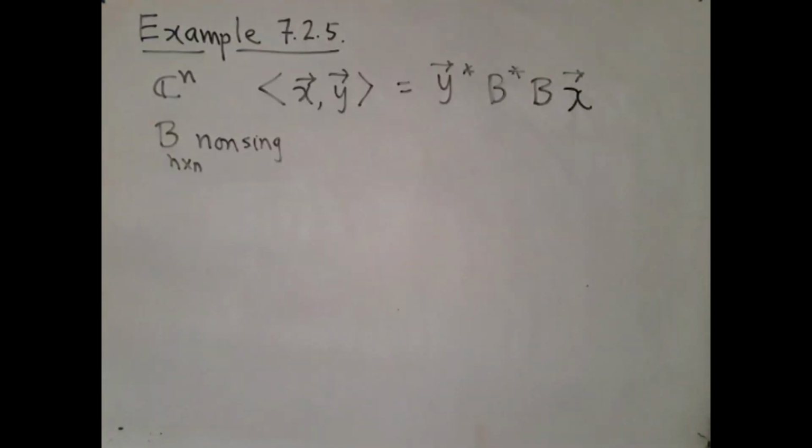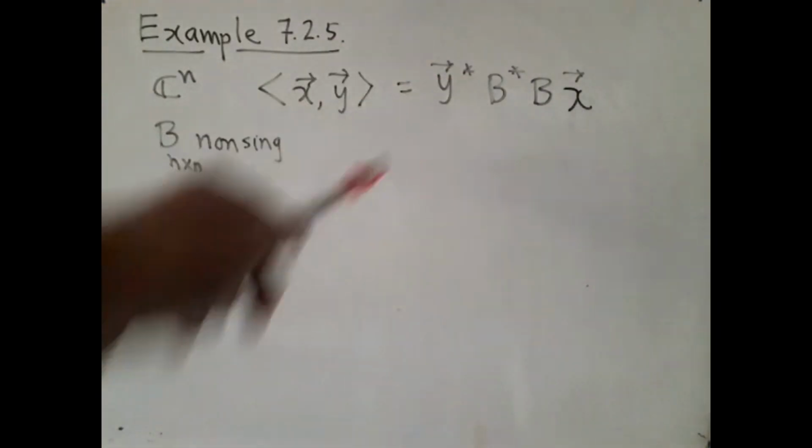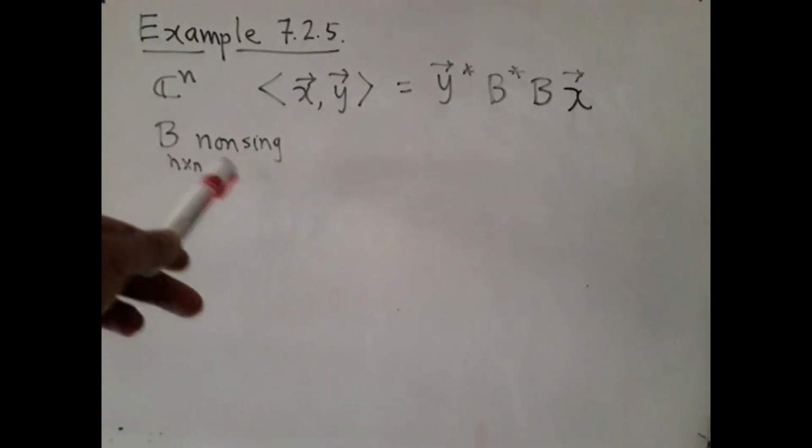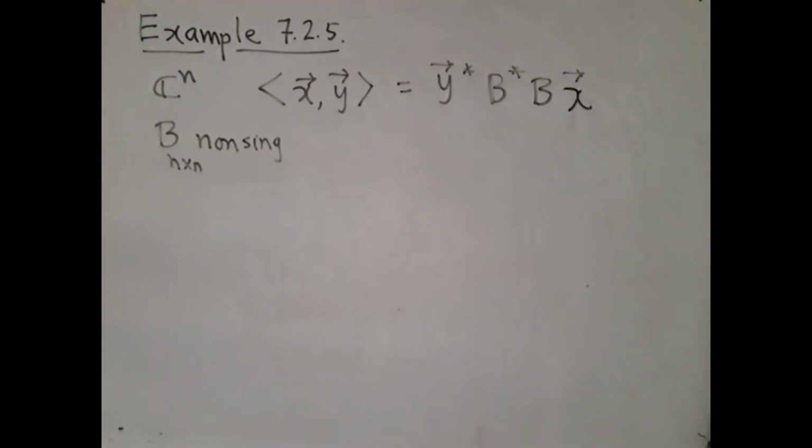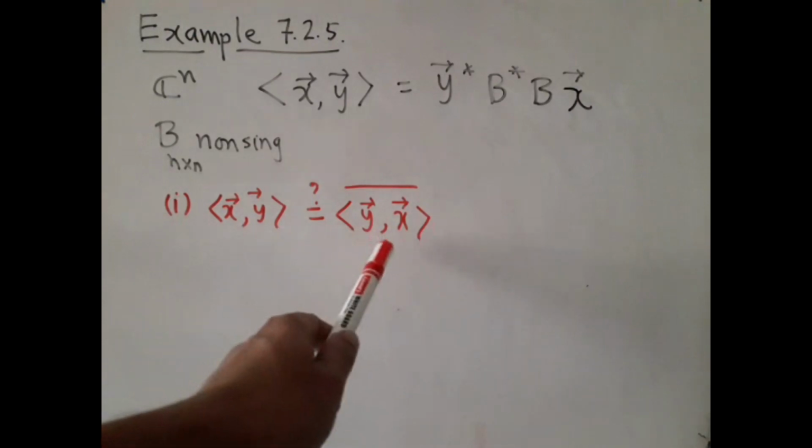The next example is more general. Here we are working over the complex field, the vector space is C^n, and we are given this particular form where B is a non-singular matrix. Remember, the star denotes conjugate transpose. Now we are going to show that this is indeed an inner product, that is, we shall check the three properties one by one. The first property wants us to check whether these and these are the same.